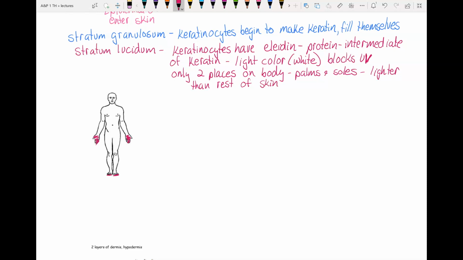And these two areas are completely protected from UV. You've probably never had a sunburn on the palms of your hands or the soles of your feet. UV can't penetrate these areas. And these areas that have stratum lucidum are called thick skin because they have this extra layer in the epidermis. So the palms of the hands and the soles of the feet are thick skin. They have stratum lucidum.